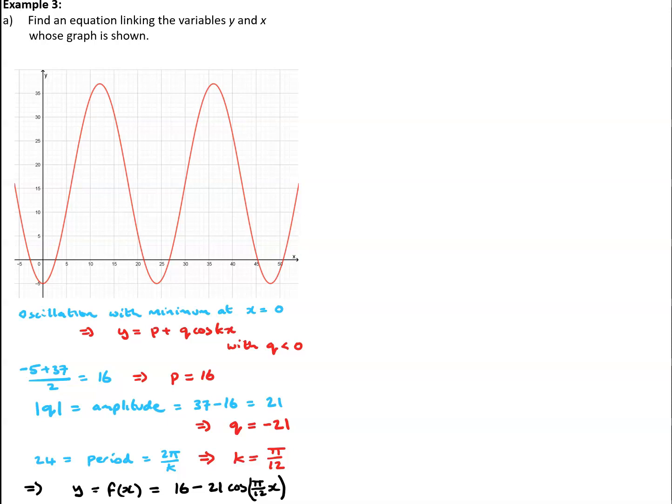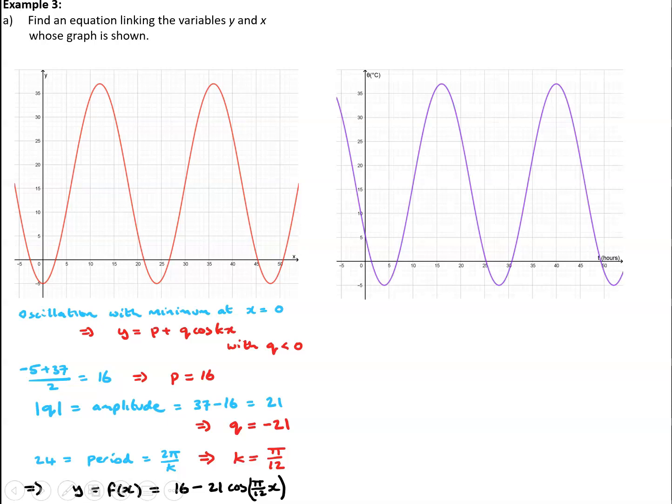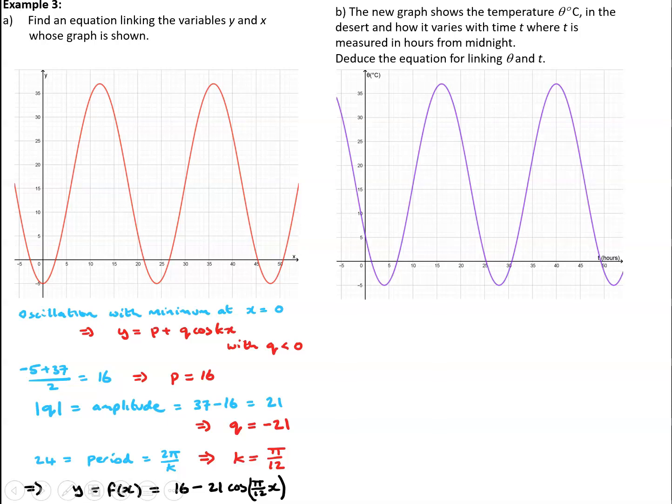Now, we have here a related graph which gives the temperature, theta degrees centigrade, in the desert, and how it varies with time, where t is measured in hours from midnight. So we can see that at midnight the temperature was 5 degrees C, and it went down to minus 5 degrees C at something like 4 o'clock in the morning, and then it got back up to a peak temperature of 37 at somewhere around 16 hours into the day, at 1600 hours.